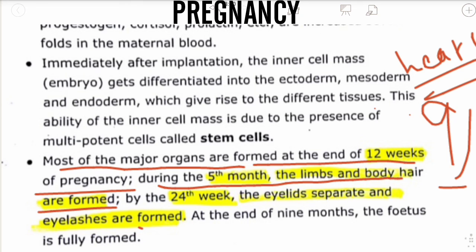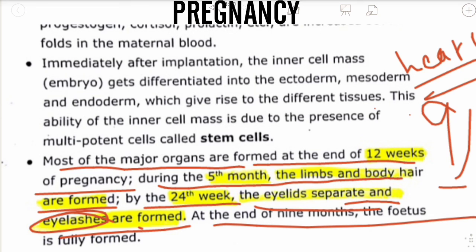By the 24th week, the eyelids get separated and eyelashes are formed. At the end of 9 months, the fetus is fully formed.